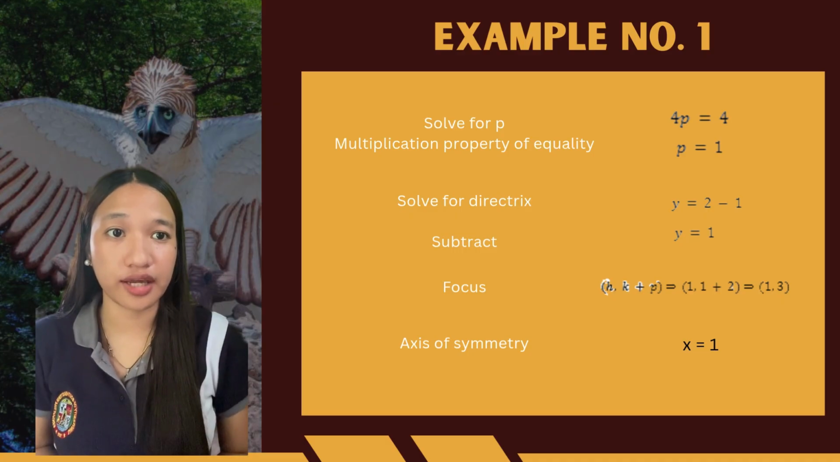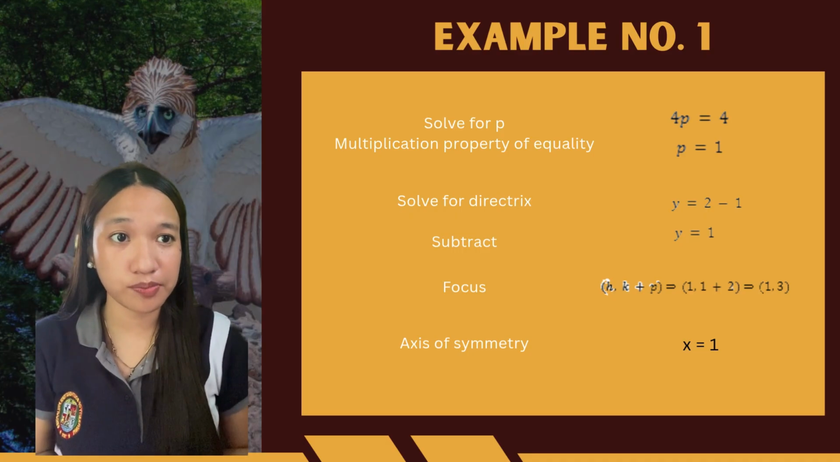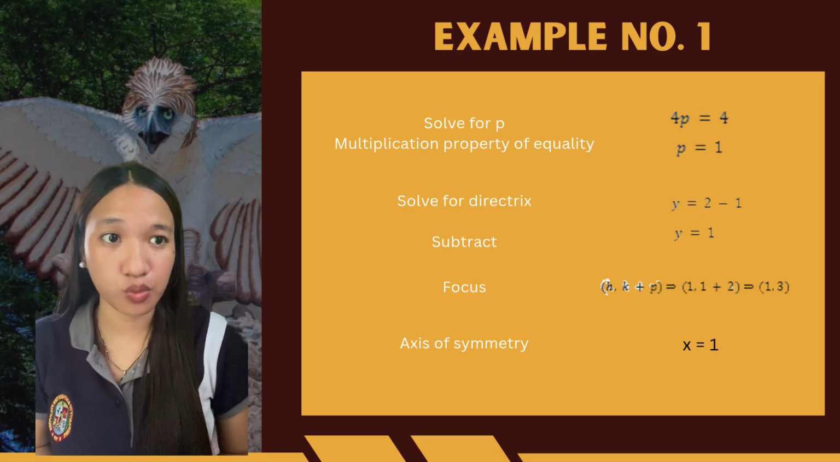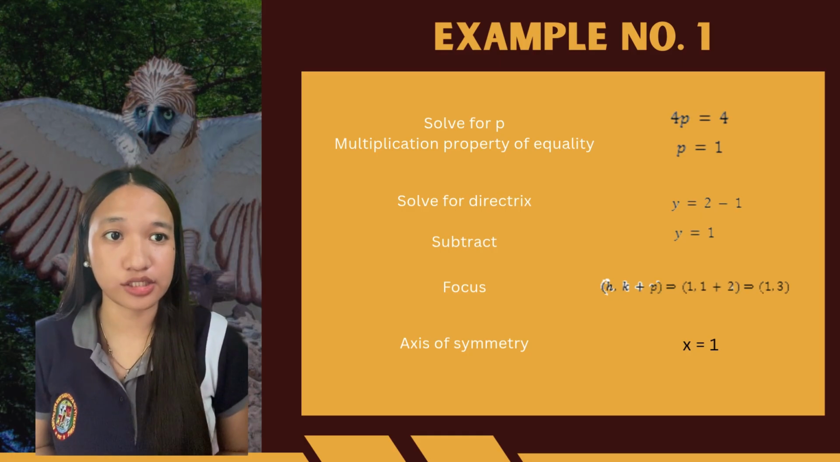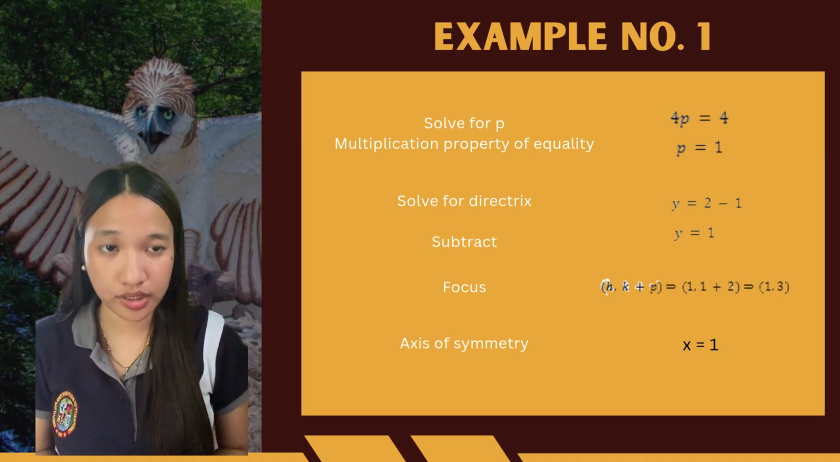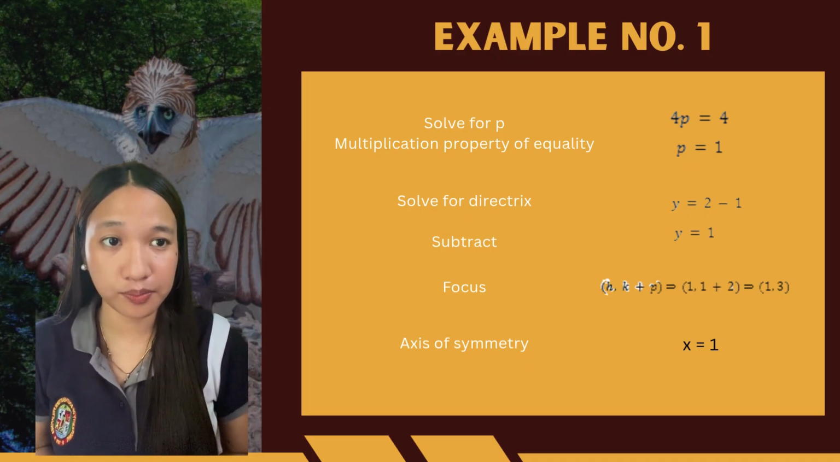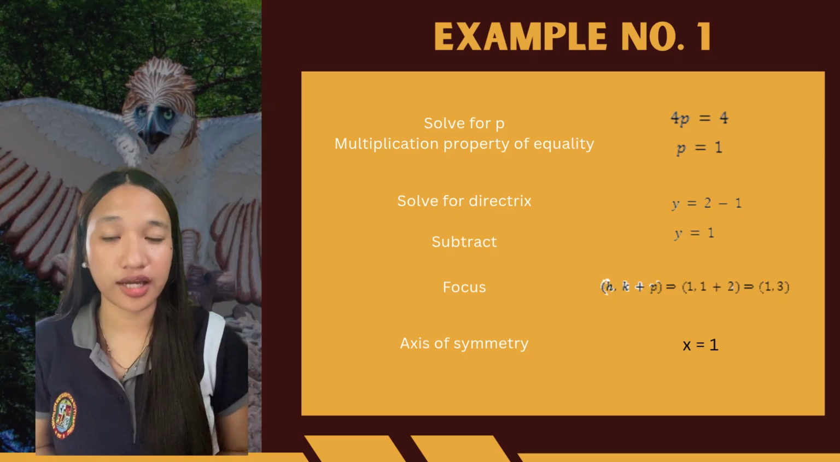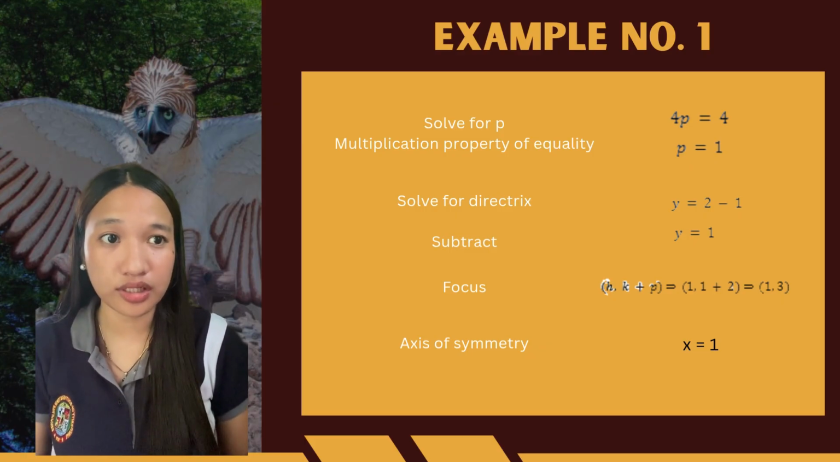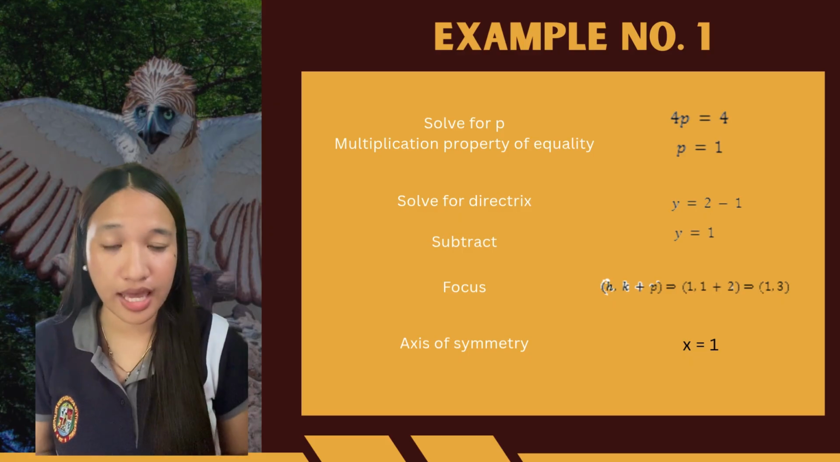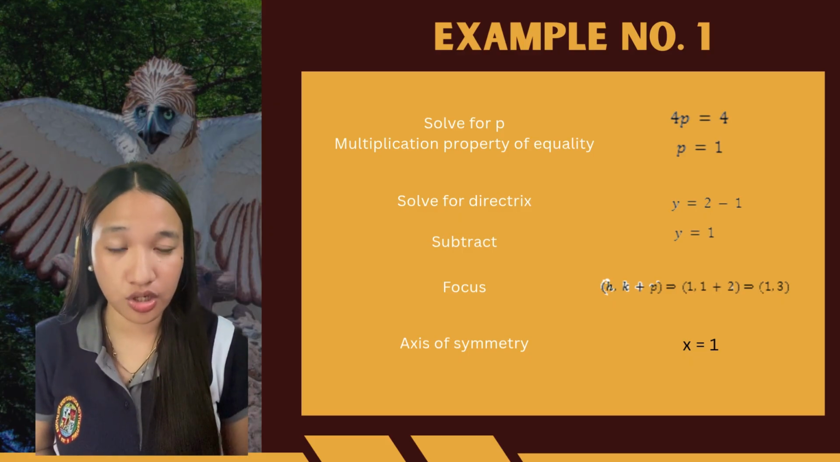Then solve for directrix. y = k - p. We have the k as 2 and we have the p as 1. So 2 minus 1, we have 1. And for the focus, (h, k + p). So we have our h as 1, k as 2 as well, plus our p is 1. So we have (1, 3) for focus. And for the axis of symmetry, we have x = 1.